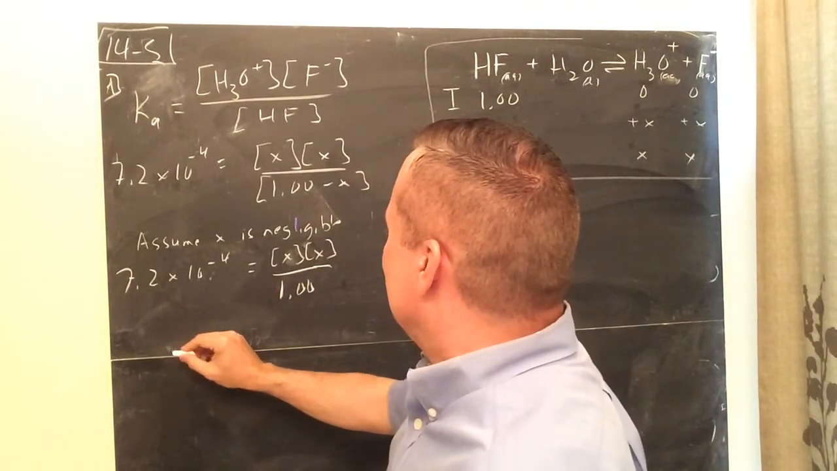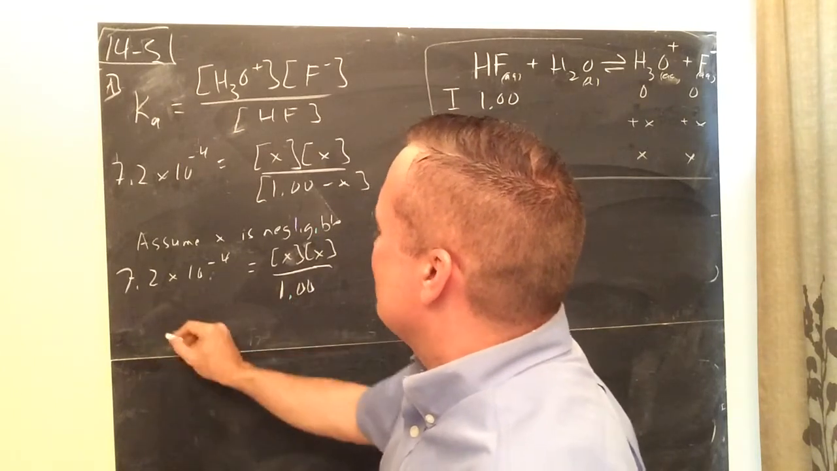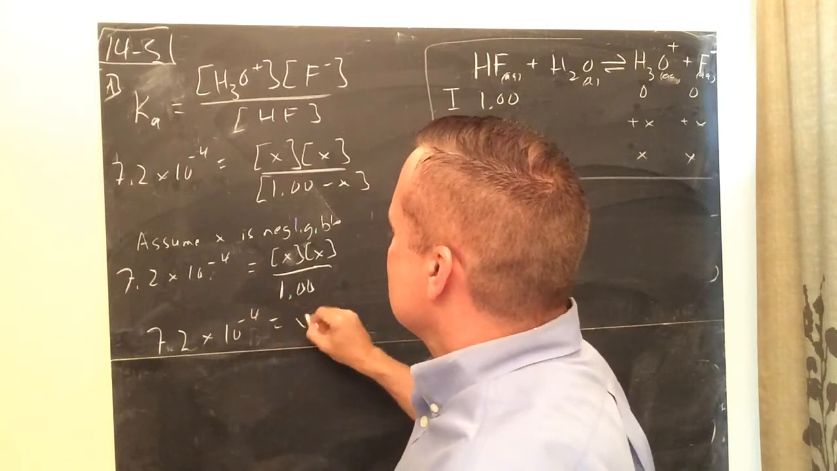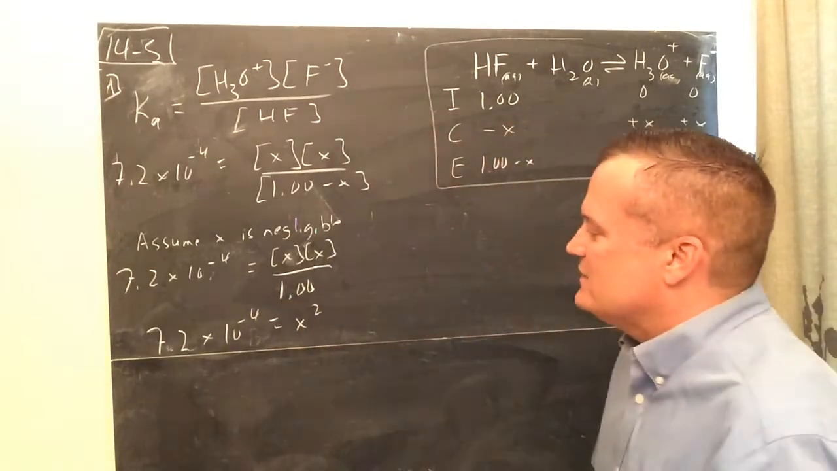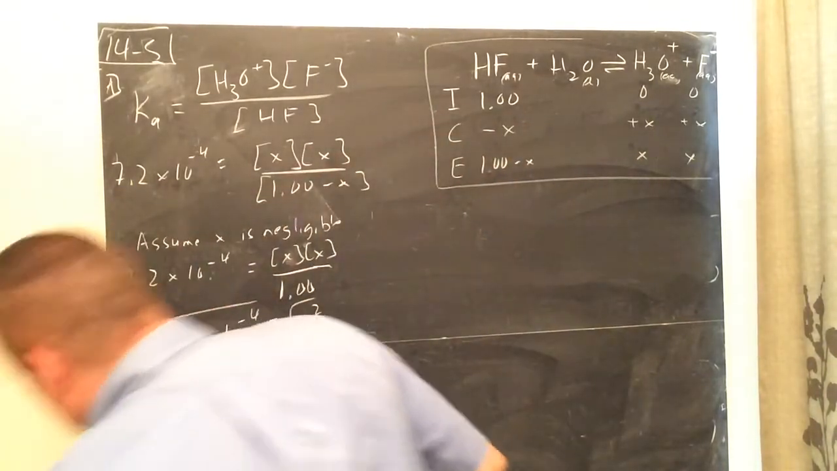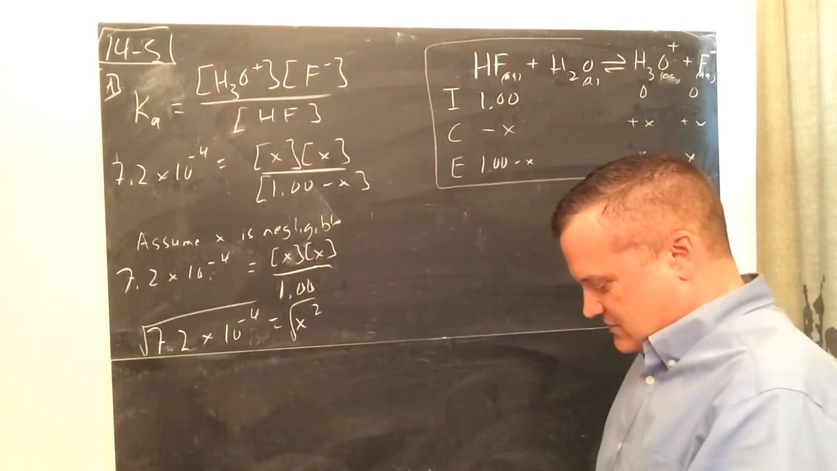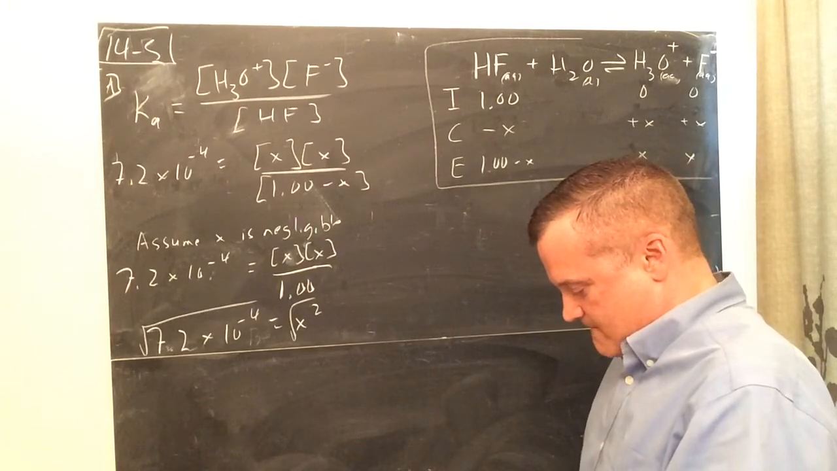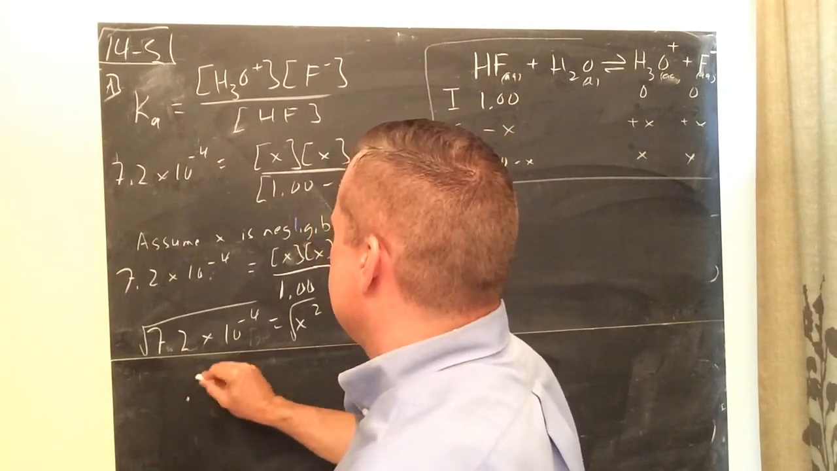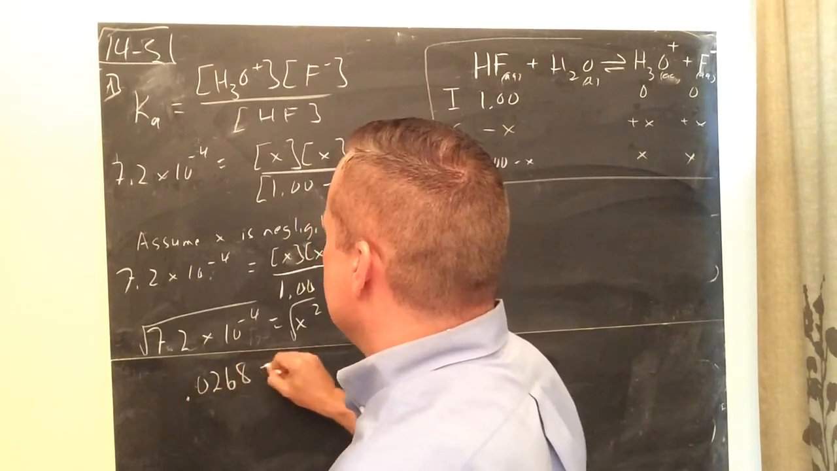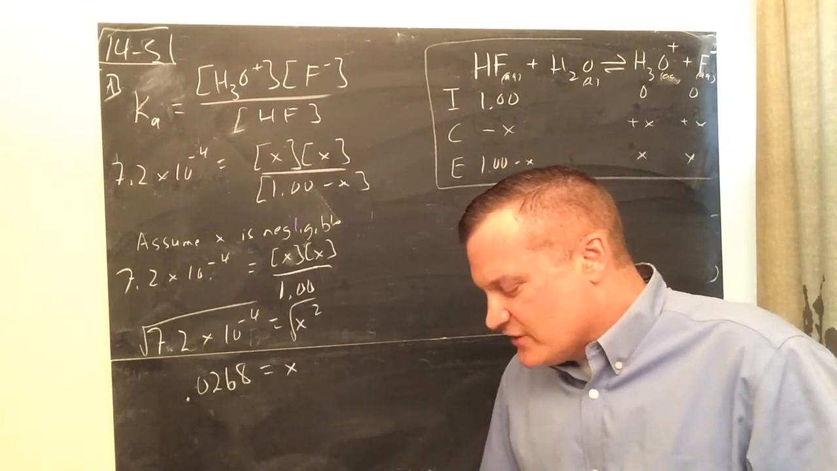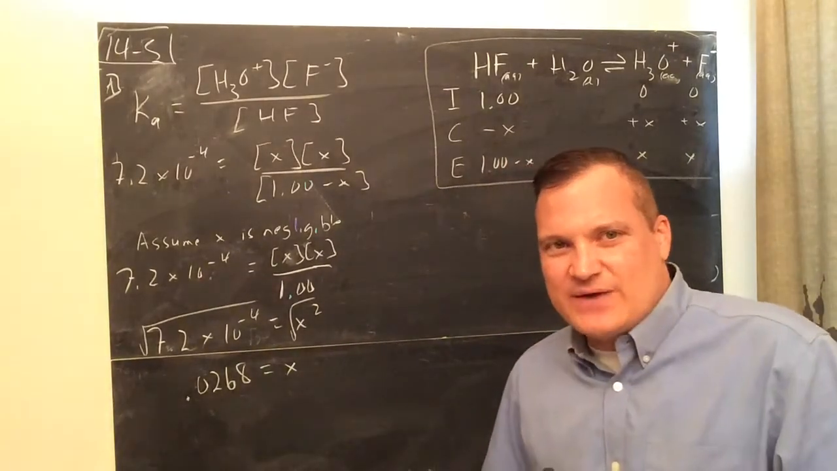Now that's easy. 7.2 times 1 is 7.2. This is a pretty easy one. It equals X squared. You take the square root of both sides, so the algebra is easy on this one. It's going to be the square root of 7.2 times 10 to the negative 4, which is 0.0268, equals X.